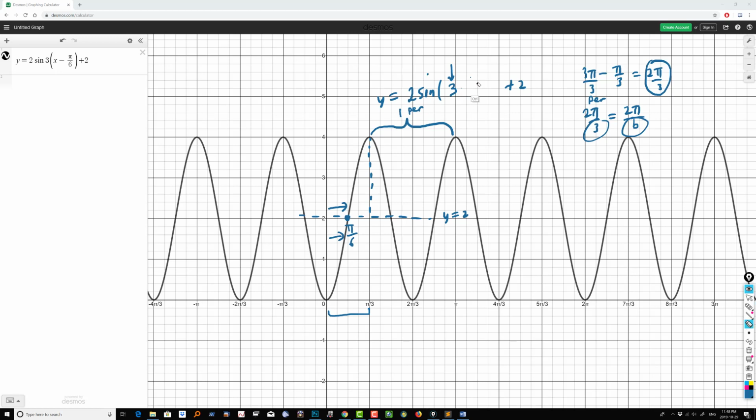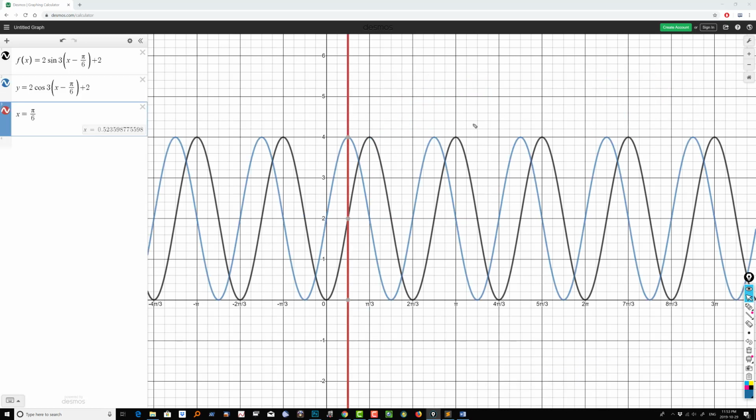How do we write that? Instead of the x, we're going to put a bracket there. It's going to be x minus pi over 6, which means pi over 6 to the right, not to the left. Okay, so now we're going to try to sketch this graph in terms of cosine.